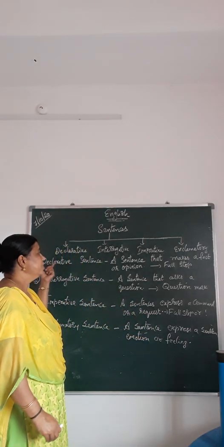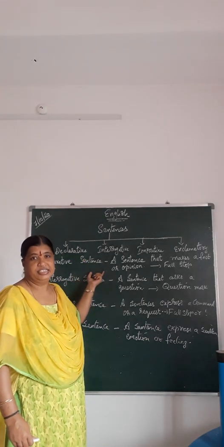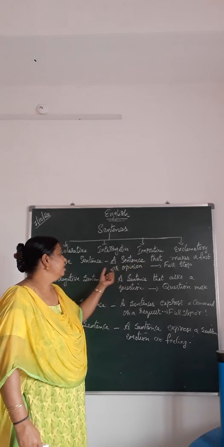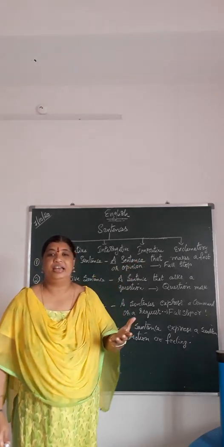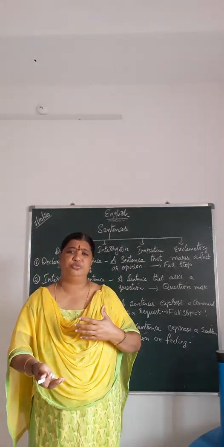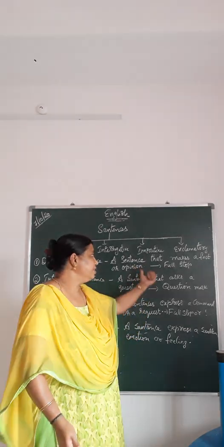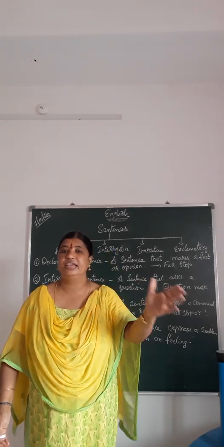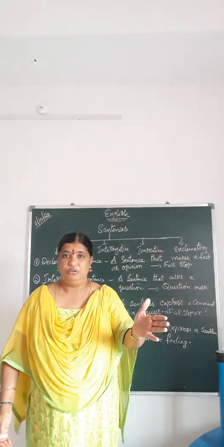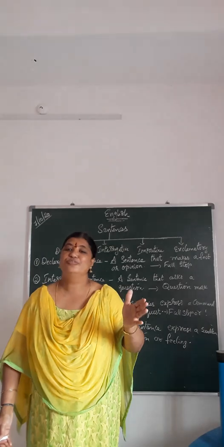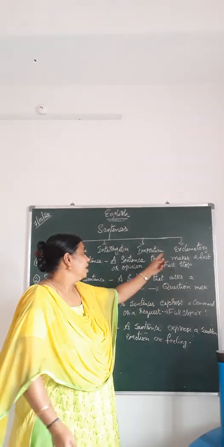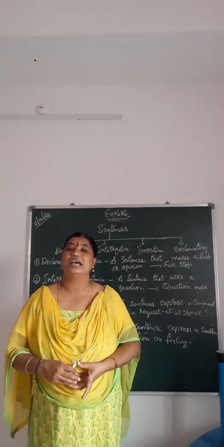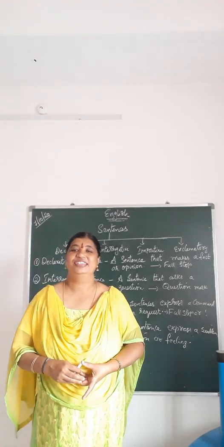The first one is the declarative sentence. So what is a declarative sentence? A sentence that states a fact or an opinion. It is going to declare something to us. For example, the sun rises in the east. That is a declaration, a fact we are speaking about. Such types of sentences are called declarative sentences.